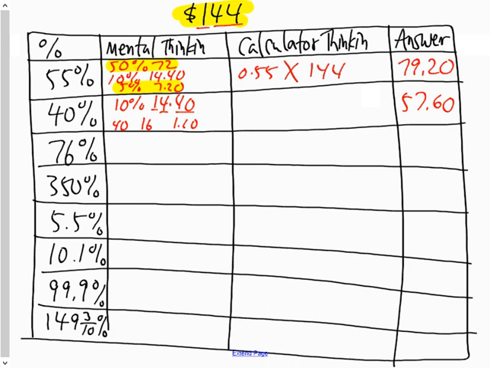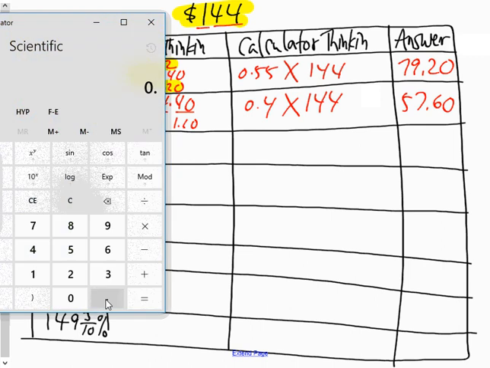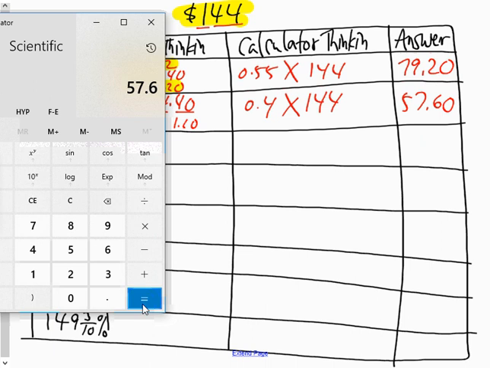If I use a calculator, 40% is 40 hundredths or 4 tenths. So as a decimal, you can either think of it as 40 hundredths or, without that insignificant zero, 4 tenths, same thing, of 144 should give us 57.60. So 4 tenths of 144 is 57.60.